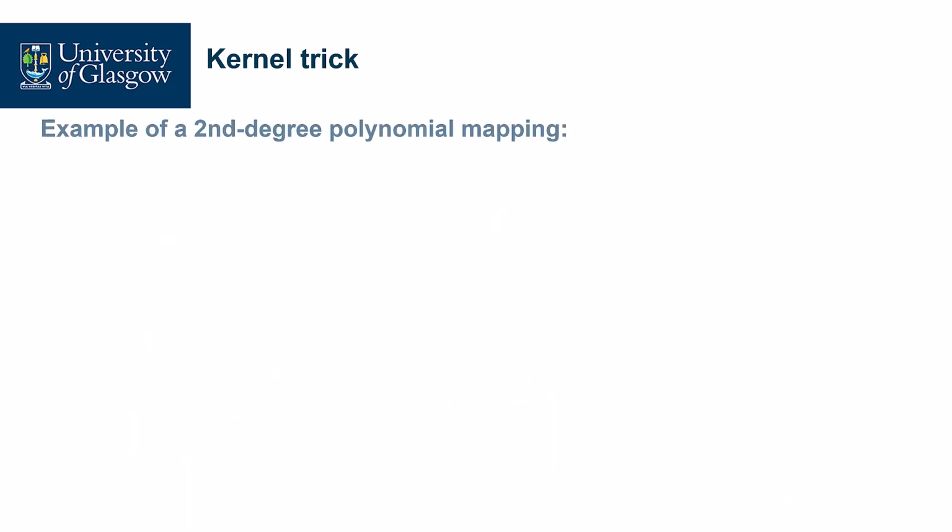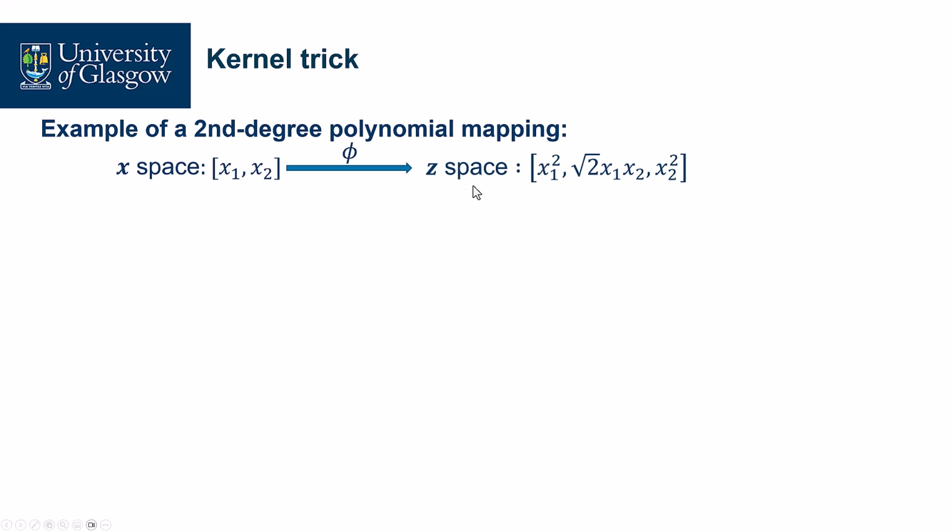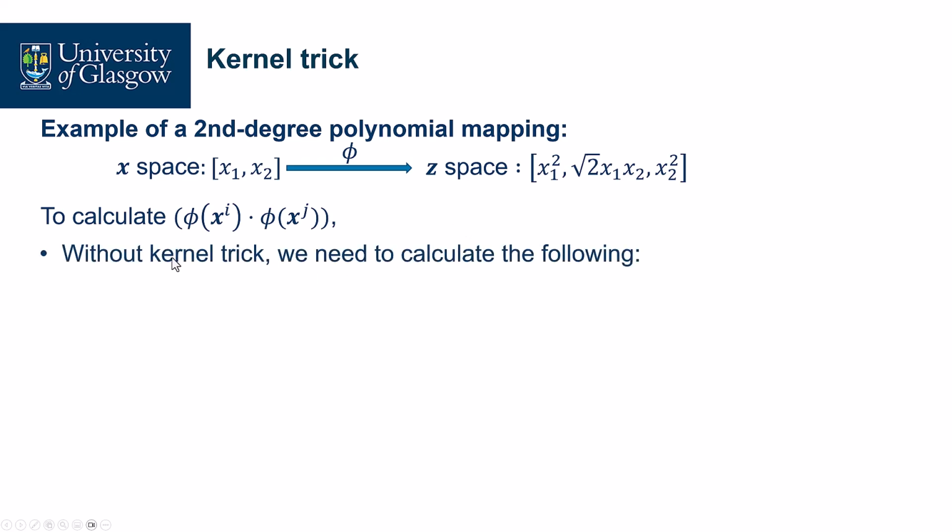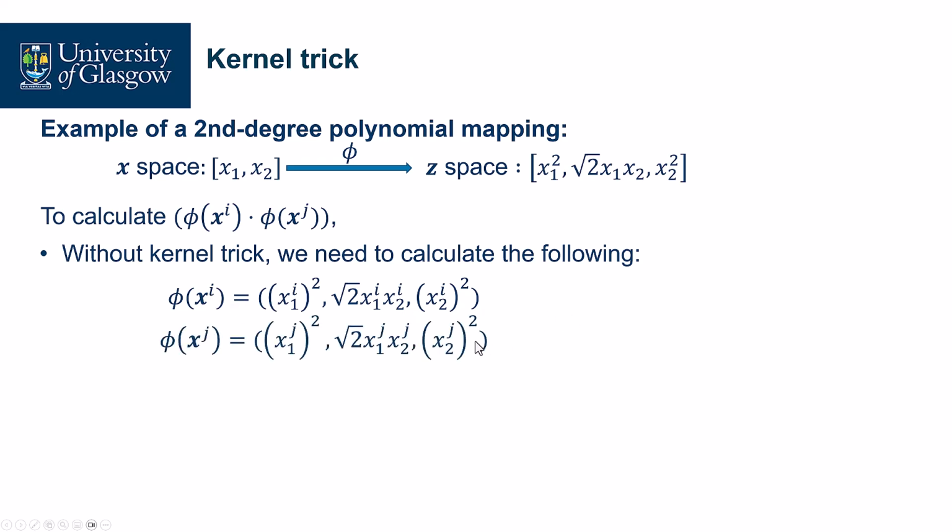So let's draw an example. The x space is here, and we use the mapping function phi to go to the z space. Then we calculate phi xi dot product phi xj. Let's see what we get if we don't use the kernel trick. Phi xi is here, phi xj is here, and phi xi dot product phi xj gives us this result, right?